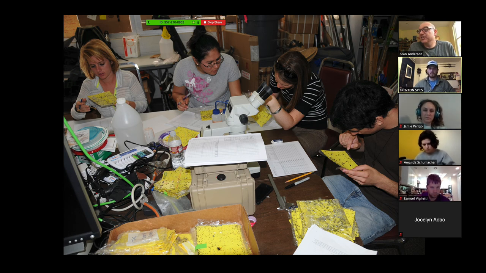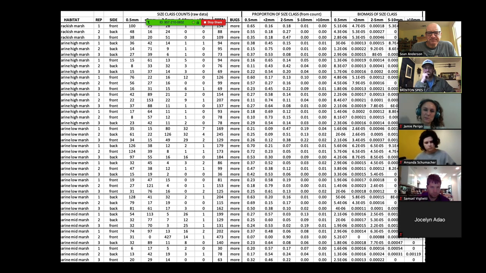Obviously, in the lab, we can also use a dissecting scope, but you don't need one. It would be helpful if you had one, but you don't need one. And I'm just going to end here with a little bit so you have an understanding of what we're doing here. So again, ants.